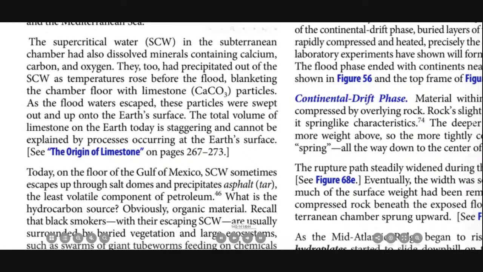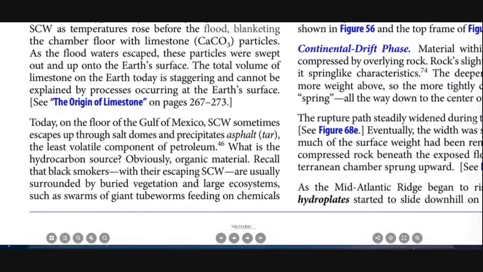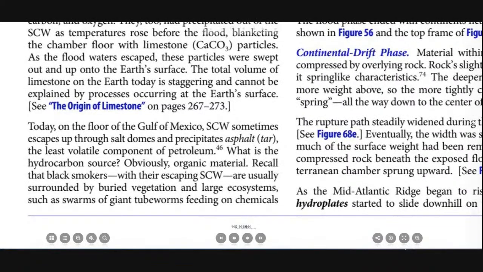The total volume of limestone on Earth today is staggering, and it cannot be explained by processes occurring at the Earth's surface. See the origin of limestone, pages 267 to 273. Today, on the floor of the Gulf of Mexico, supercritical water sometimes escapes through salt domes and precipitates asphalt, tar, the least volatile component of petroleum.